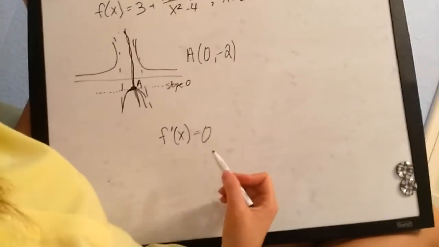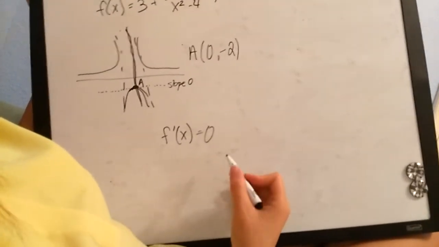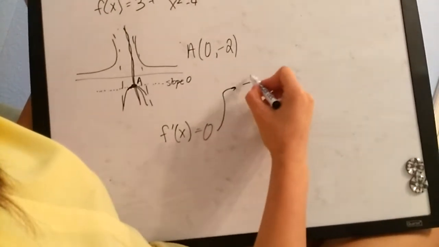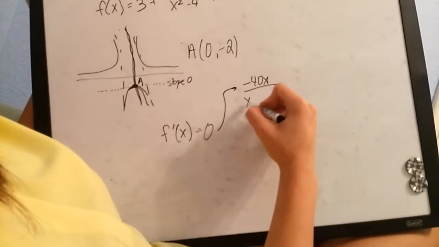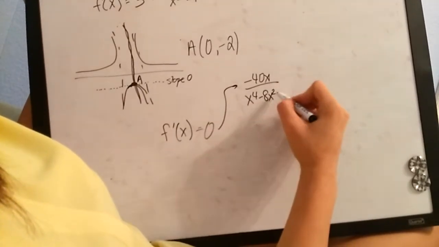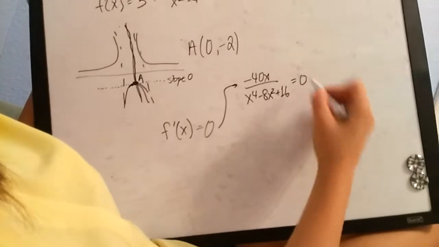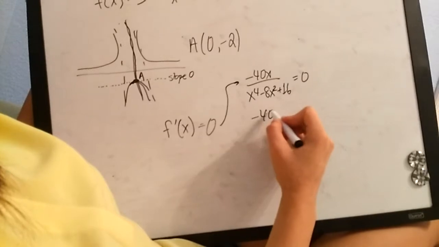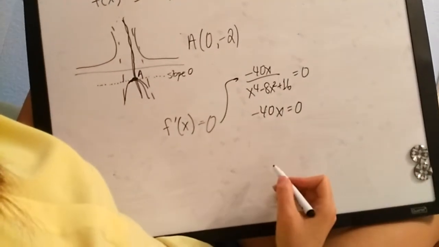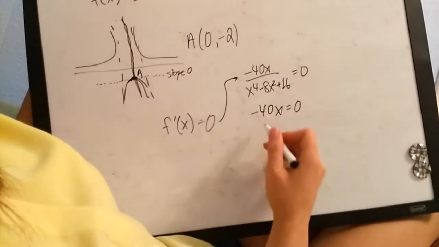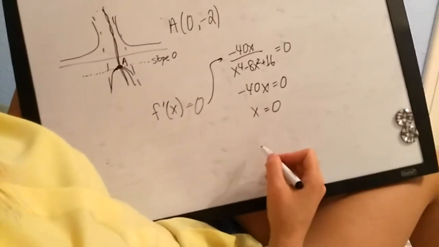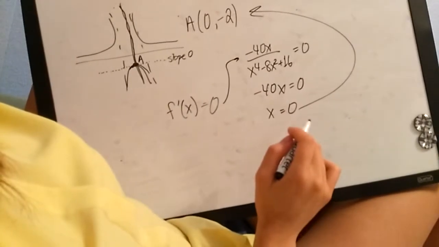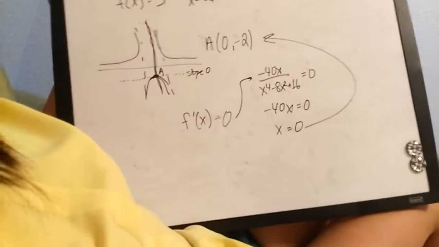I'm not sure how we do that. Okay, so let's first set the derivative equal to 0. So negative 40x over x fourth minus x squared plus 16 equals 0. That's what we're setting equal to 0, right? So negative 40x equals 0, and so x equals 0. And when x equals 0, that's a coordinate right there. I guess that's how I proved it.